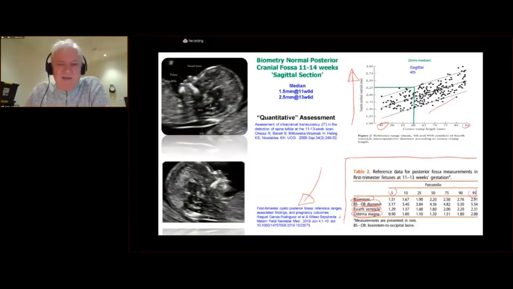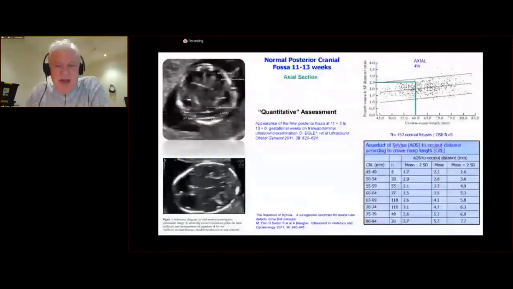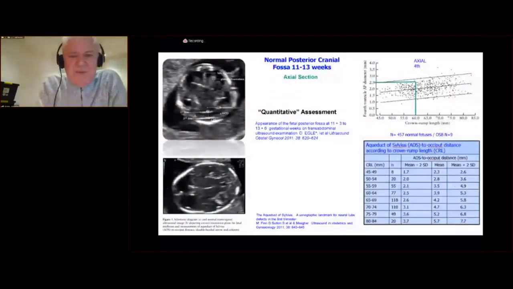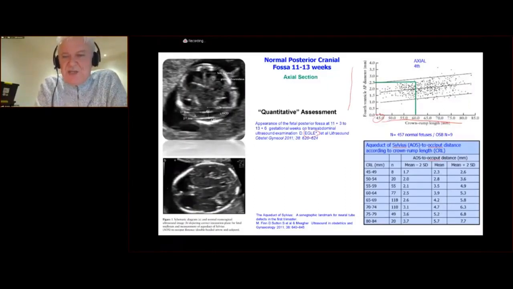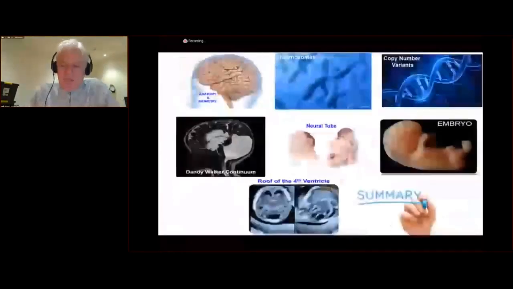What about axial imaging? Well, there's less data on nomograms for axial imaging, and this is by Eagle and others, who, again, similarly show that throughout gestation in the first trimester, the fourth ventricle increases. Interestingly, if you take the exact same point on the chart, the measurement is slightly larger on axial when compared to sagittal imaging.